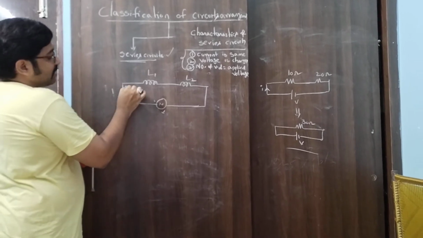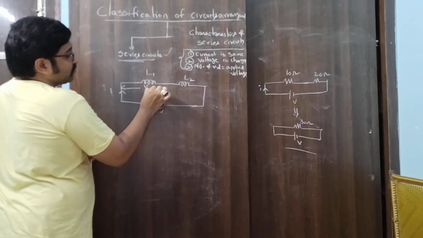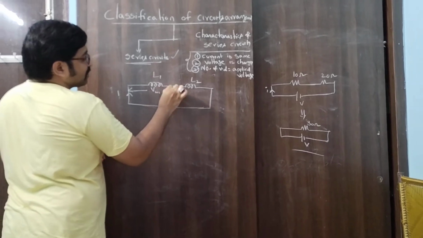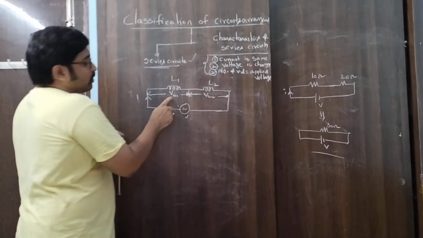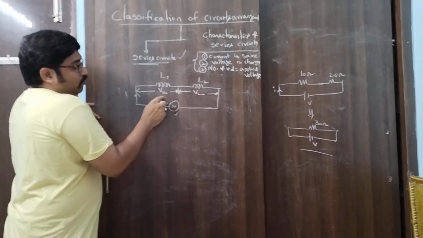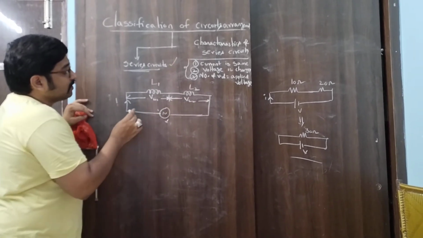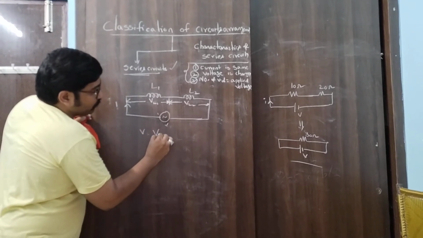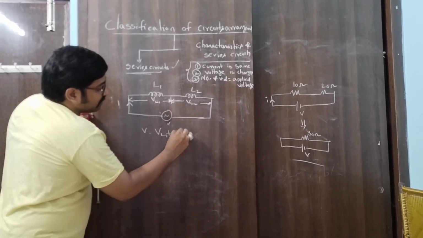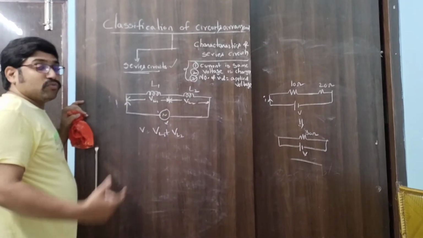Whenever there is a passive element, there is a voltage drop. So this is VL1, and ultimately we have VL2. What is the voltage drop across inductance L1? VL1. Voltage drop across L2, VL2. The total voltage will be V. So V is equal to VL1 plus VL2.